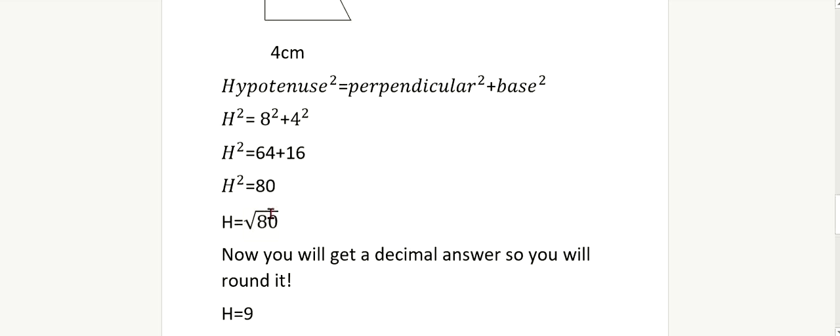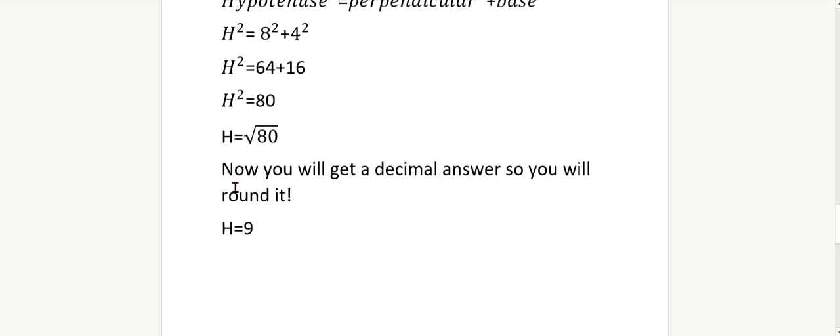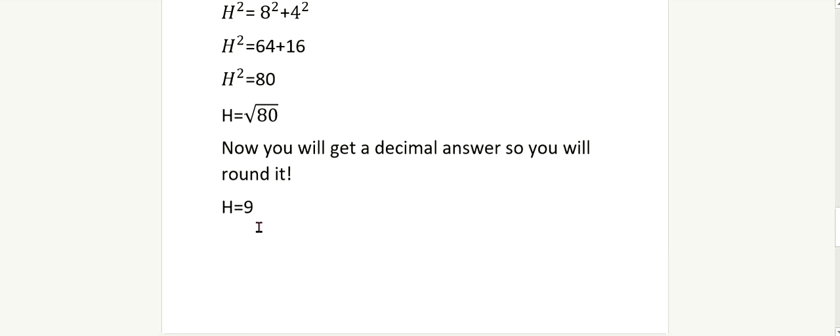Now you will get a decimal answer, so you will round it, because, well, I mean we can keep the decimal, but it just wouldn't be a complete problem. So that's why we're just going to round it off. 9 squared is equal to 81. So that's the closest thing to 80 because 8 squared is 64. That's why we're going to round it to 9. So the hypotenuse is equal to 9.